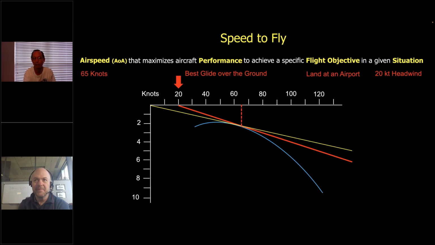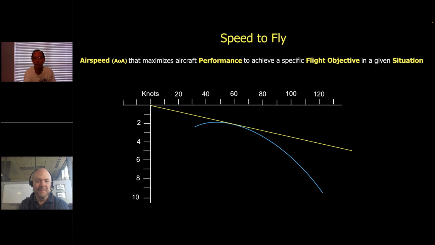65 knots is going to get you your best glide over the ground. If you fly at 60, you'll still get somewhere, but it's not as good. And by the way, it's not as good as it would be in calm air, but it's better than you're going to get flying at 60 if you speed the aircraft up. Again, not intuitive, something I never learned flying airplanes, something I learned flying gliders. By the way, the same effect is true if you're flying with a tailwind.